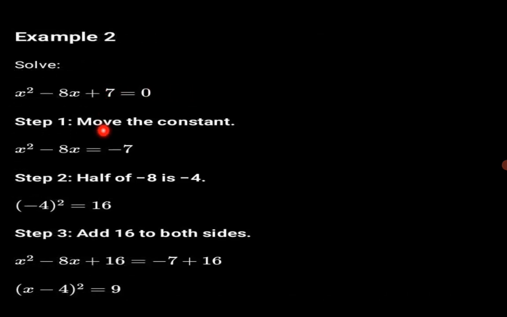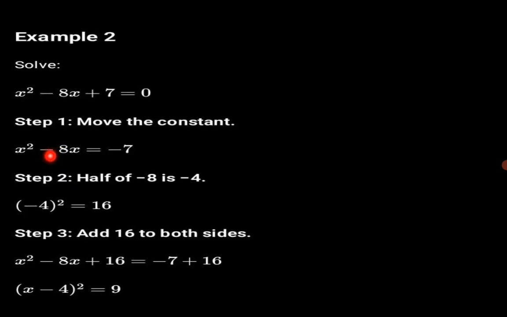Let's look at another example. x squared minus 8x plus 7 is equal to 0. So the first thing you do is move the constant to the right. This is positive 7, so when it goes to the right, it will be minus 7.